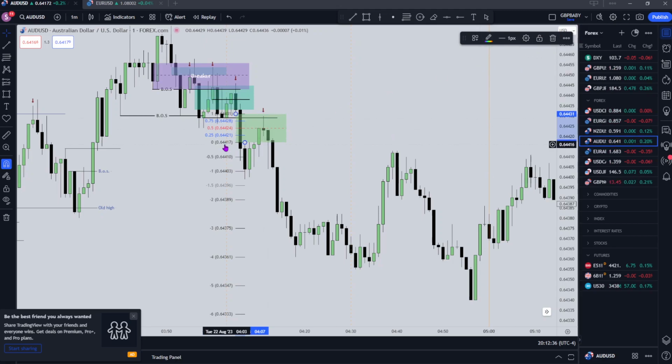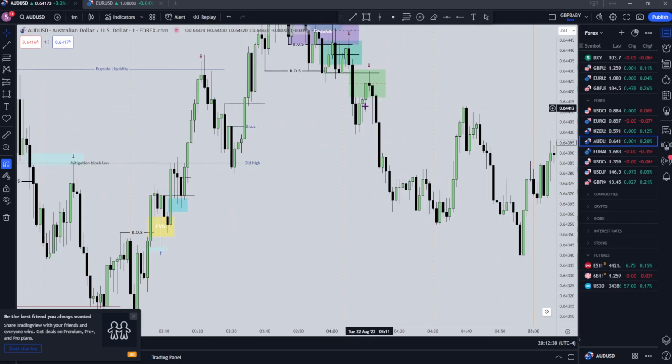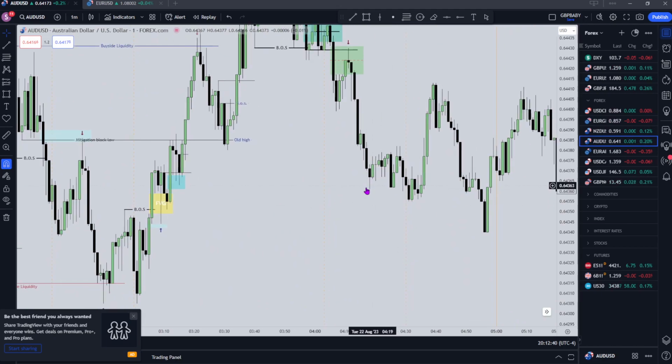Respect. To be honest, Aussie dollar is such a beautiful pair. I should trade them more often, to be honest.